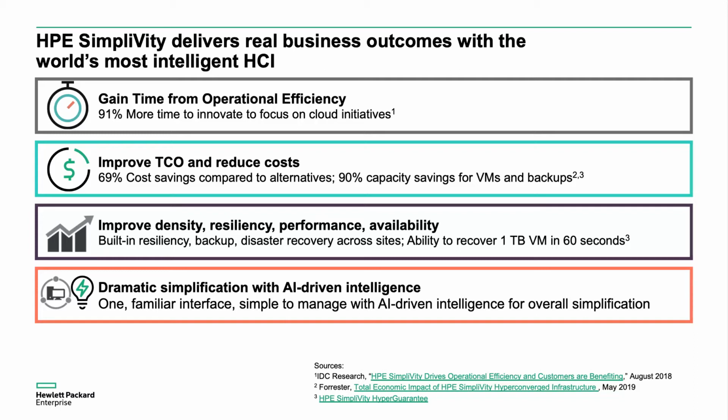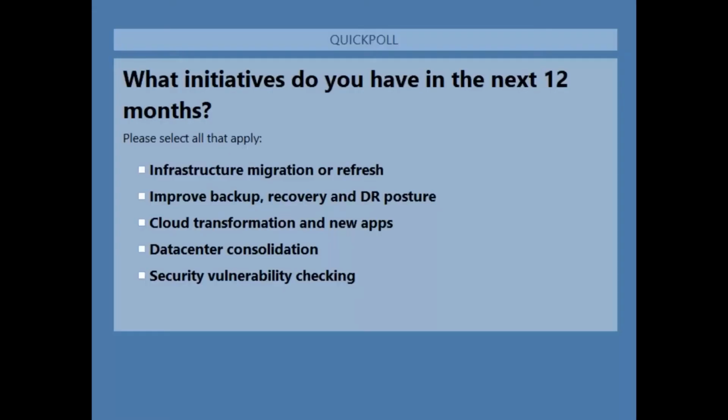While Matt's getting the demo ready, two quick poll questions. The first one here is, what initiatives do you have in the next 12 months? And this is a multi-select question, so you can select more than one option here. So I know many of you are doing multiple large projects at the same time, like data center consolidation and infrastructure refresh. So feel free to select more than one, and I'll share the results of this poll with you here in just a moment. Let's get a few more responses in.